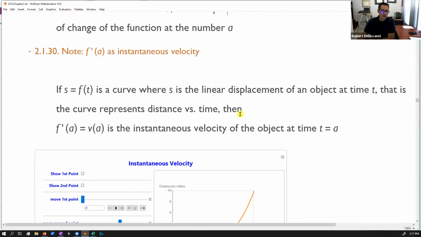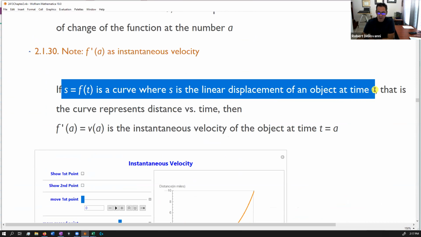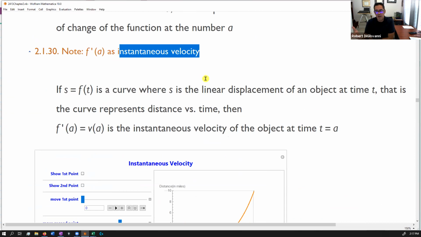Now, if we are in a scenario where the function we're looking at gives the linear displacement of an object as a function of time, in other words, it measures the distance over time, then the derivative is your instantaneous velocity. That was the first example I gave you. So if we're measuring how far something has gone at a certain point in time, then the derivative at a point will give you the speed of the object at that instant in time. So that is a specific example.